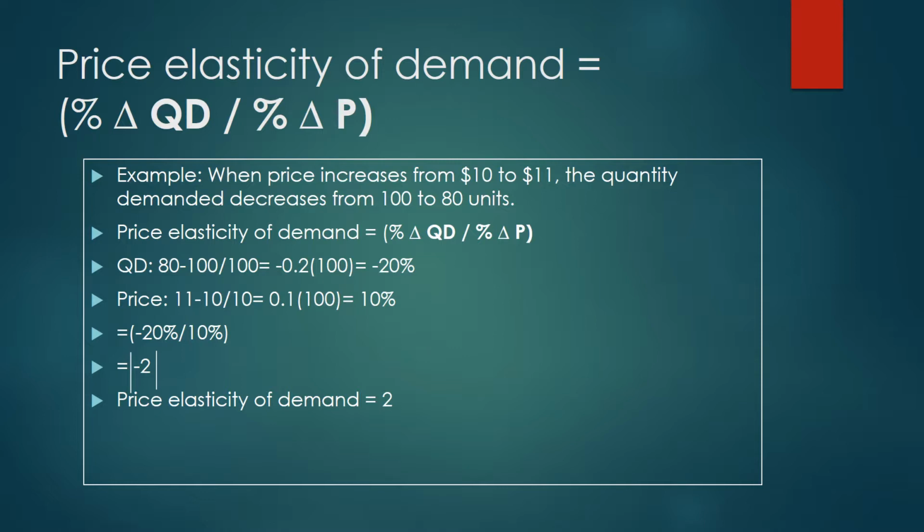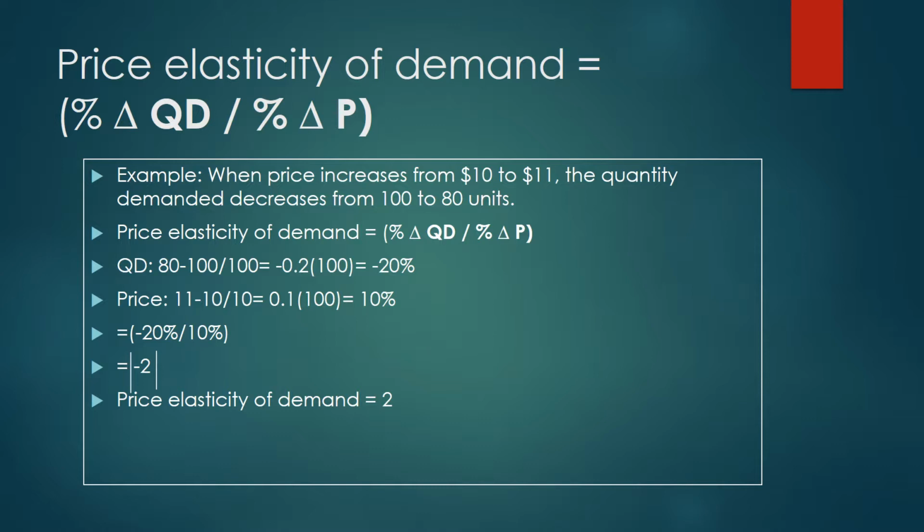0.1 times 100, because again we multiply by 100 for the percent, and we get 10%. That leaves us with price elasticity of demand equals negative 20% divided by positive 10%, which equals negative 2.